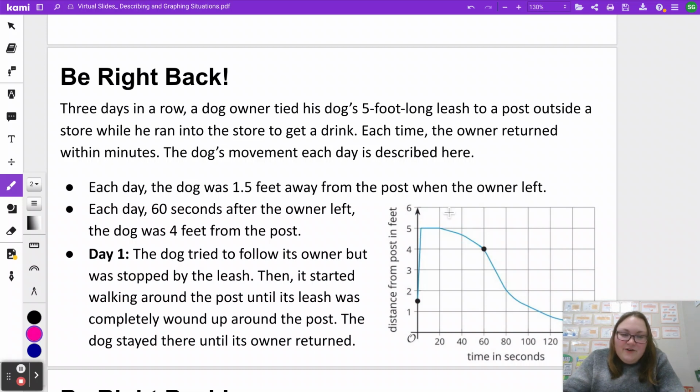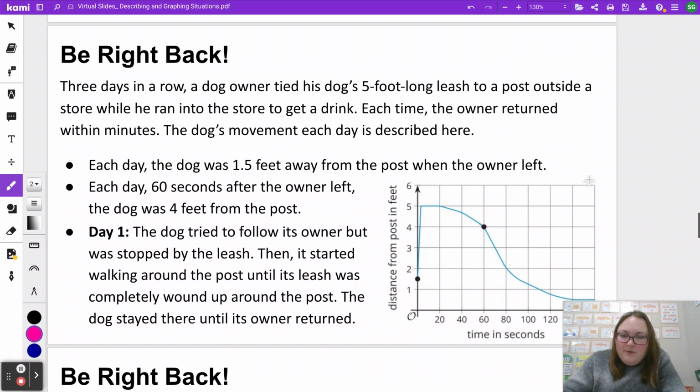I've gone ahead and I've created a graph for us for day 1. Day 1, the extra information I have is on day 1, the dog tried to follow its owner but was stopped by the leash. Then it started walking around the post until the leash was completely wound up around the post, and the dog stayed there until its owner returned. There's a lot of information here, but you have some freedom with the graph you created. But I want to talk you through how I made this graph first.